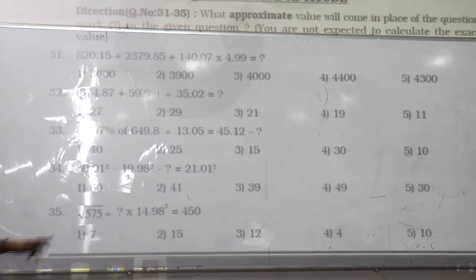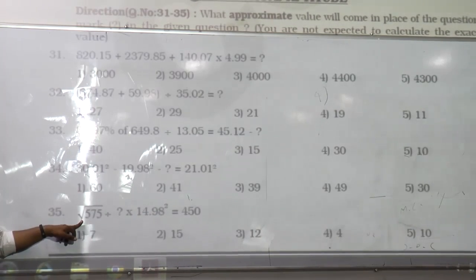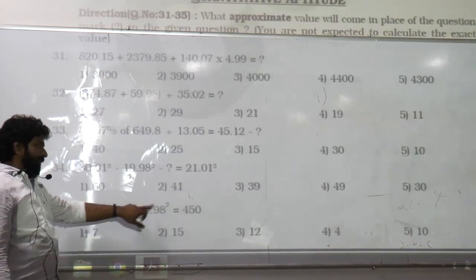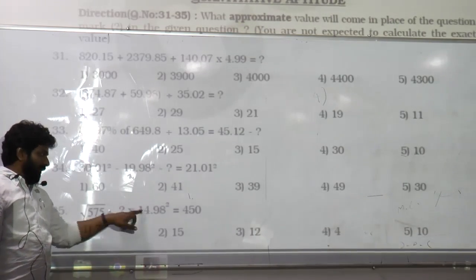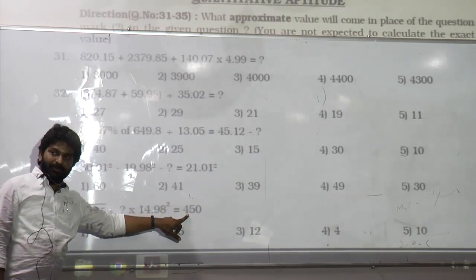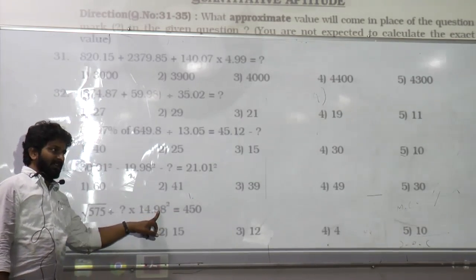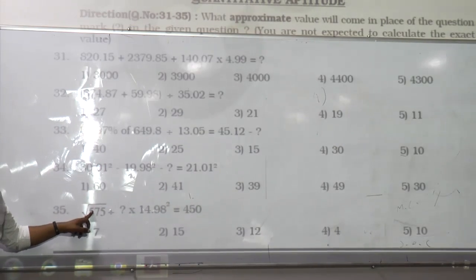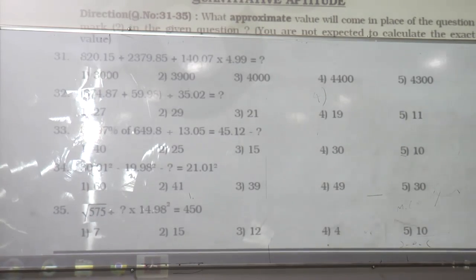Next. Under root 575, which is 24 divided by x into 15 square, is equal to 450. You can treat 15 square as 15 into 15. 15 30 times is 450, and one more 15 is there. 15 2 times, and 24 divided by 2, that is 12. Yes or no? 12 answer.